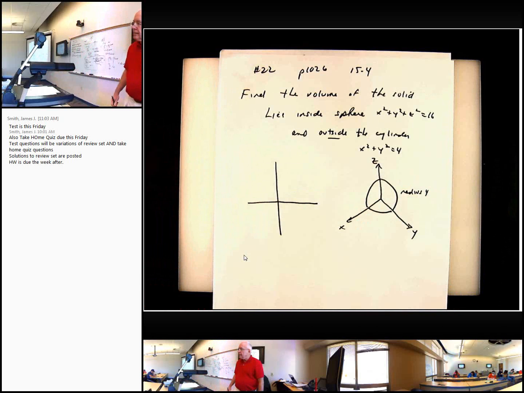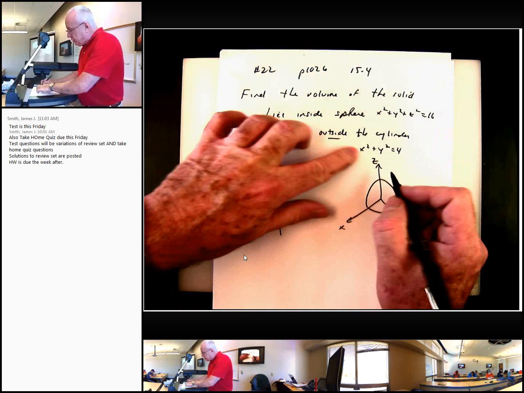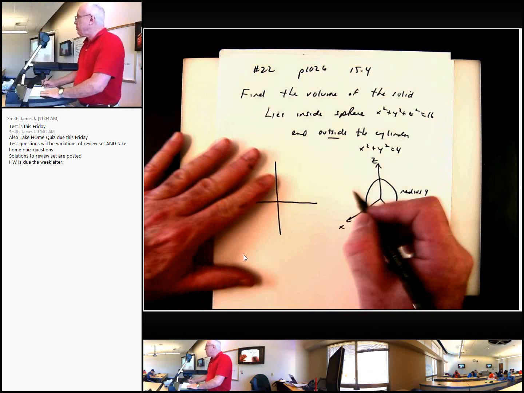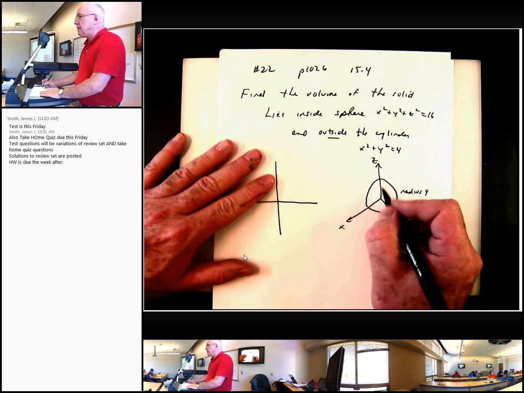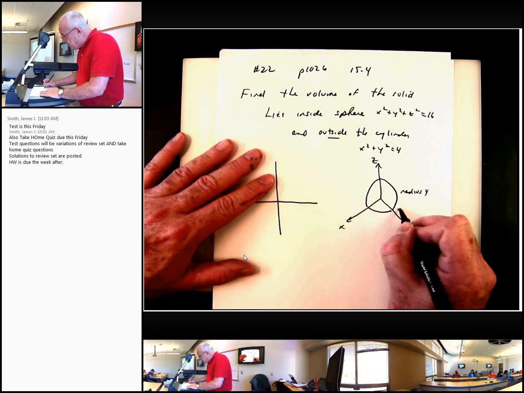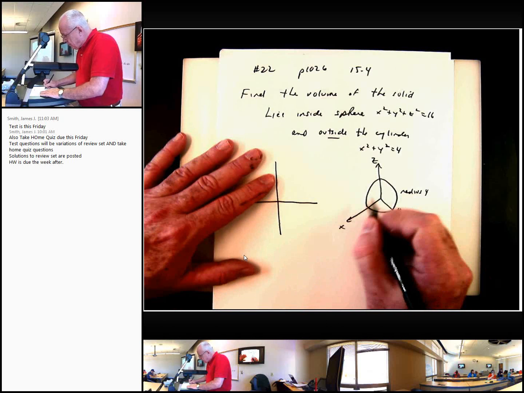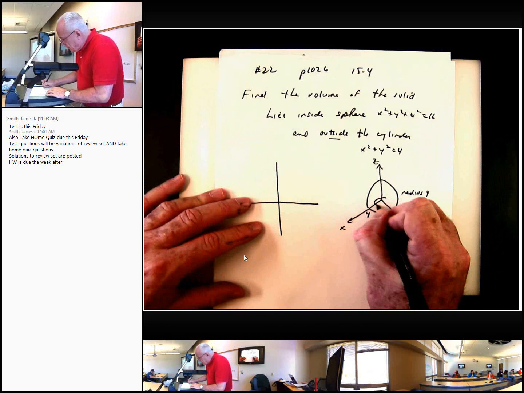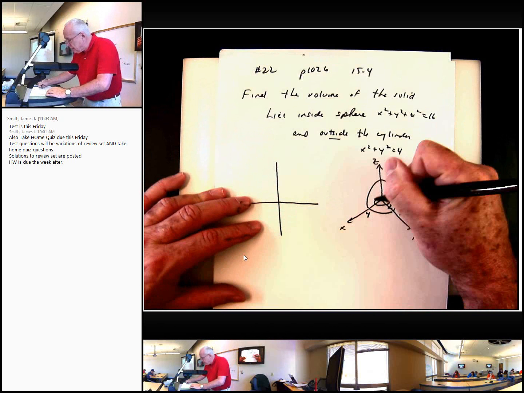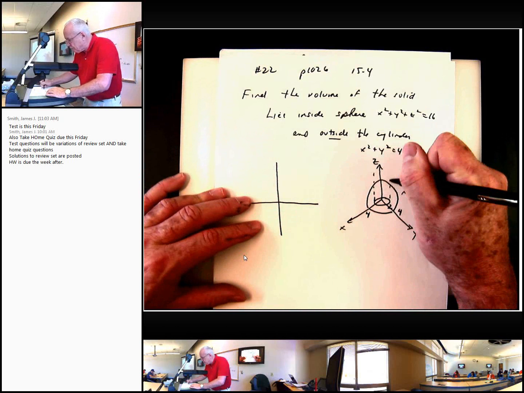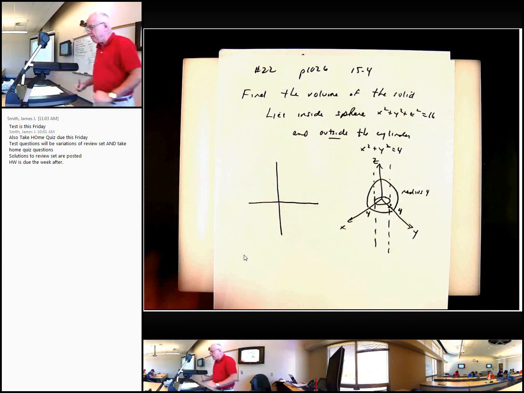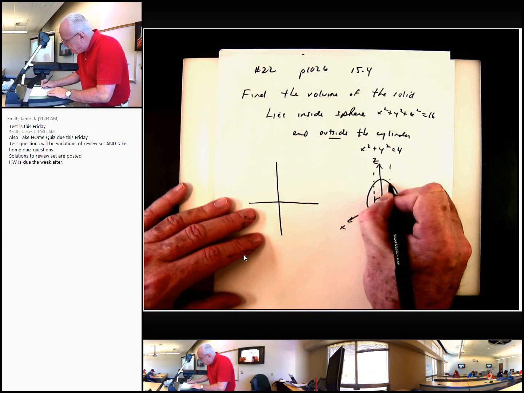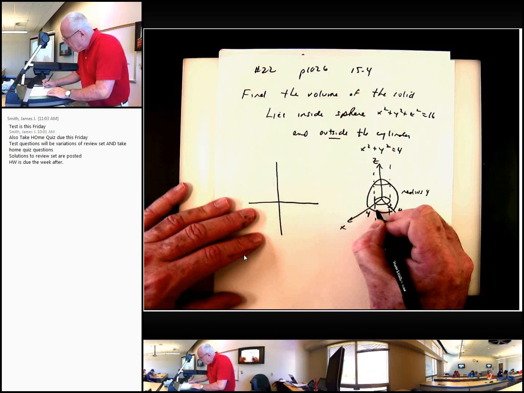So it's inside that sphere, and it's outside the cylinder x squared plus y squared equals 4. So what would be the diameter then of the slices of that cylinder? 2. So this is 4 right here. And then the cylinder is going to have diameter 2, and it just goes up and down vertically. All right. So it's going to meet here, here.